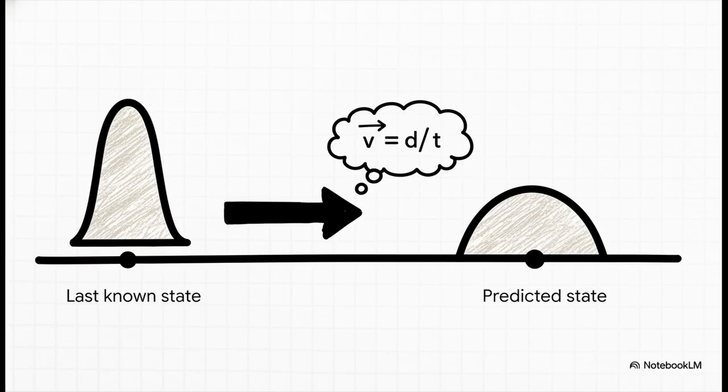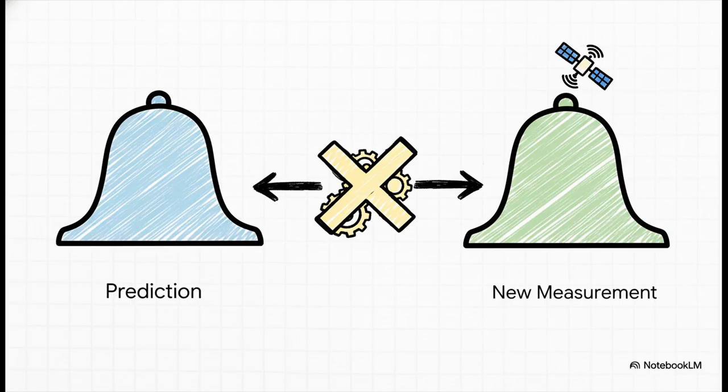But because our model of the world isn't perfect, our uncertainty grows. A little bubble of possibilities gets bigger and fuzzy. Then comes the magic. Step 2. Correct. We get a brand new measurement from a sensor, say a GPS reading. Now that measurement also has its own uncertainty, its own bubble of possibilities.